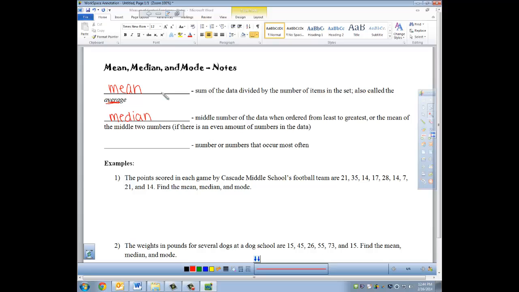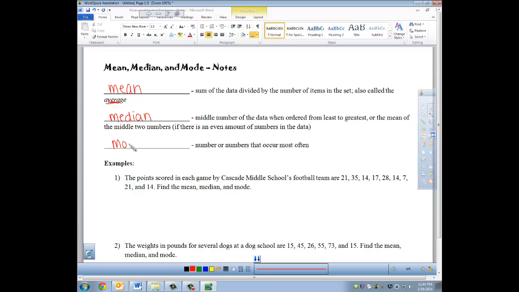A way to remember median is when you're driving on the road, sometimes there's something called a median in the middle of the road where it's like a cement block that you don't want to go over because it's separating the two sides of the road. So that's the median, it's the middle.